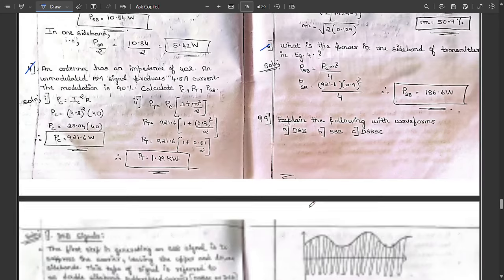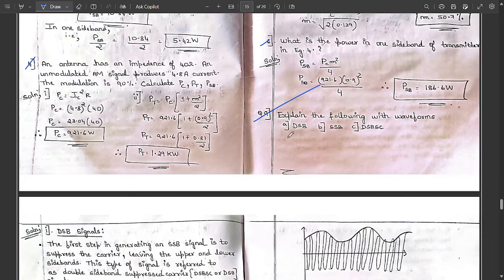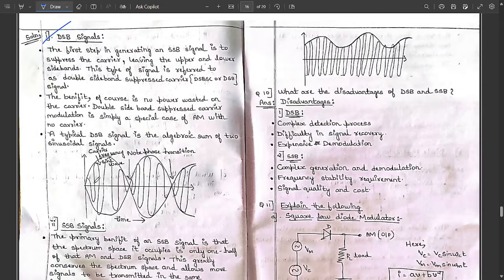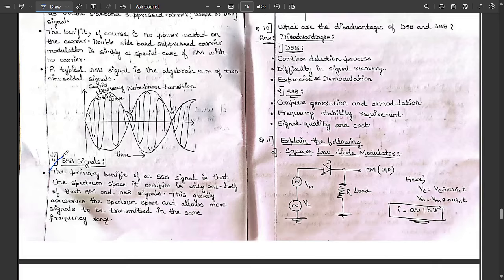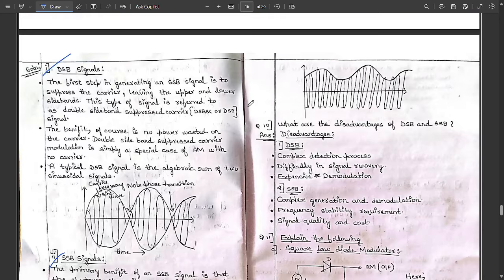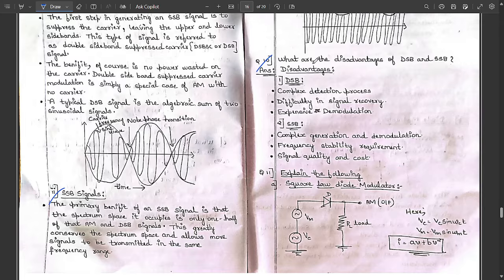And one more question is related to explaining the following signals with waveforms, that is double sideband signal, single sideband signal, and double sideband suppressed carrier. All of them we need to explain with waveforms. The double sideband signal takes in both the half cycles, that is positive half cycle and negative half cycle. Okay. And this is the waveform for the single sideband signal, where the variation takes place only in the positive half cycle and the amplitude of the negative half cycle remains constant. Okay. So please do note down these two things, and along with that, we have also given the disadvantages of the double sideband and single sideband. You can note it down.